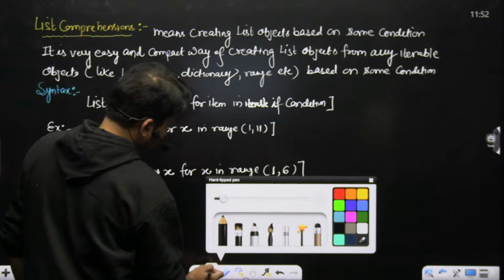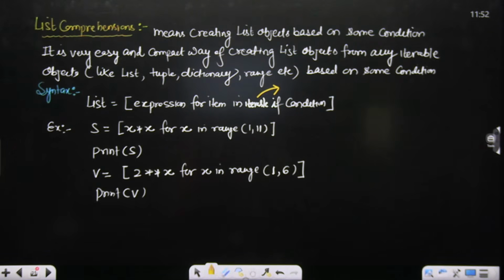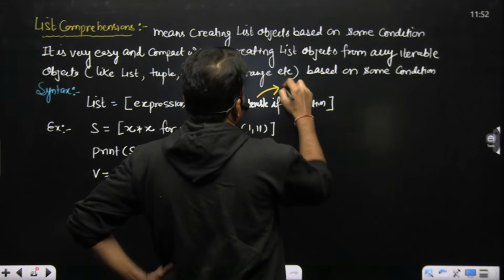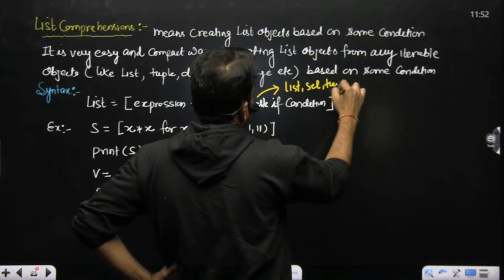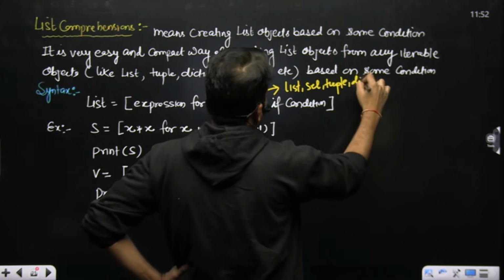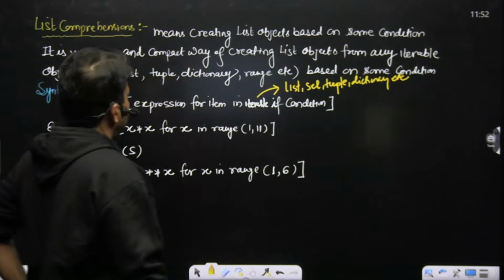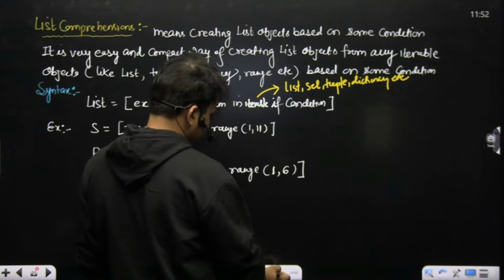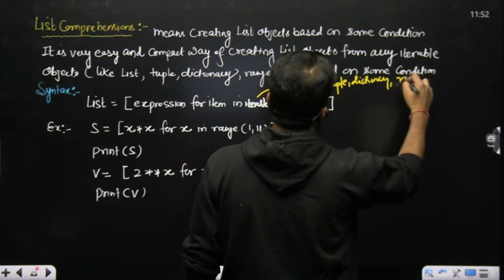Sir, what is an iterable object? A sequence or iterable object. You can write here an iterable object just like a list, set, tuple, dictionary, etc. You can use range also. Range is an iterable or sequence, you can send range.